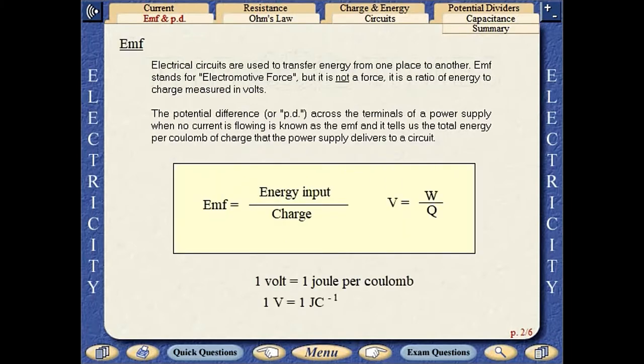Electrical circuits are used to transfer energy from one place to another. EMF stands for electromotive force, but it is not a force. It is a ratio of energy to charge measured in volts. The potential difference, or PD, across the terminals of a power supply when no current is flowing is known as the EMF, and it tells us the total energy per coulomb of charge that the power supply delivers to a circuit.